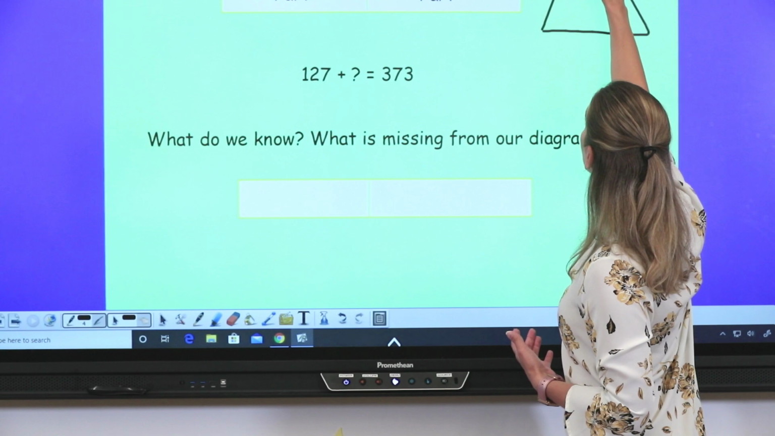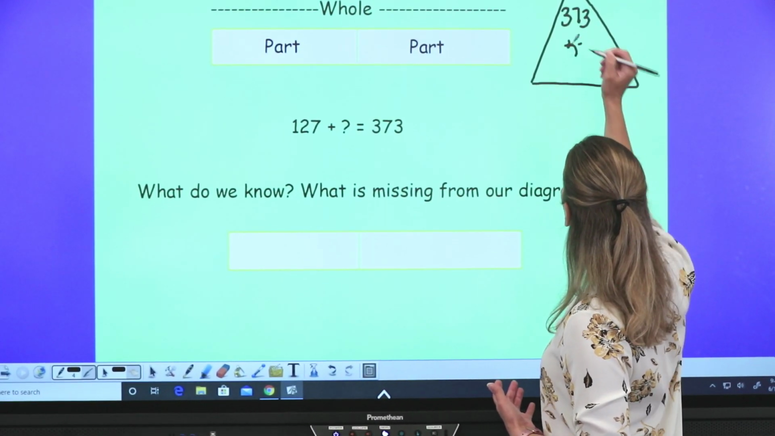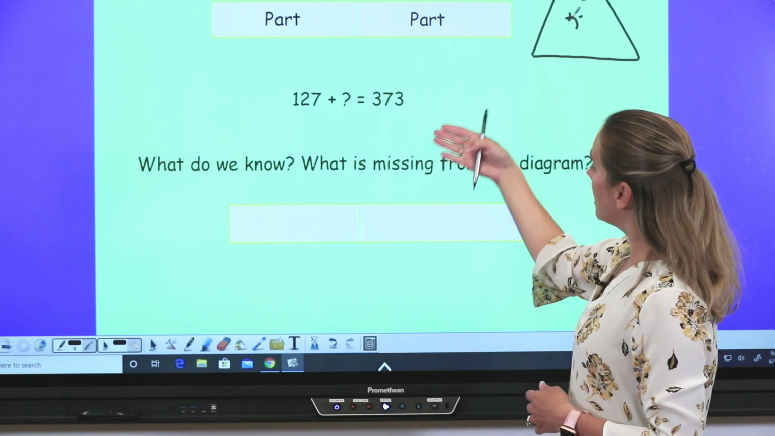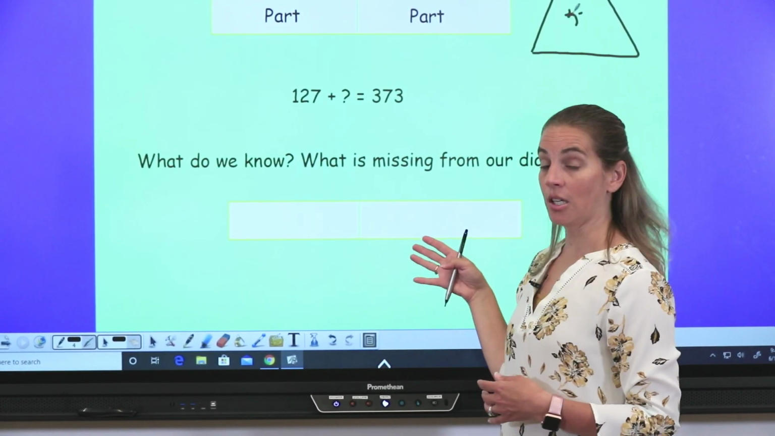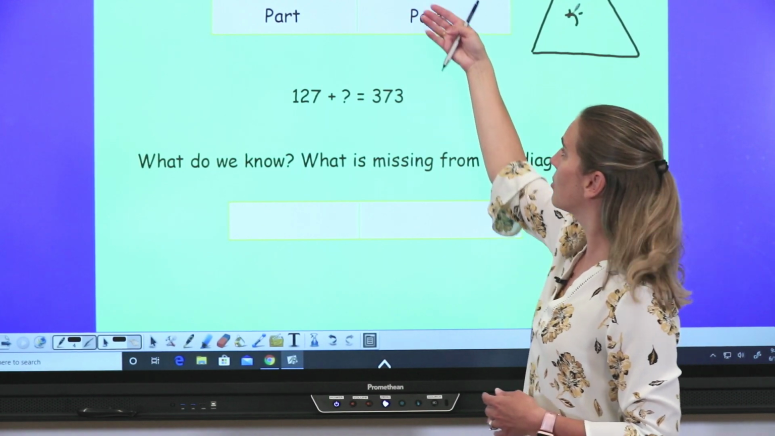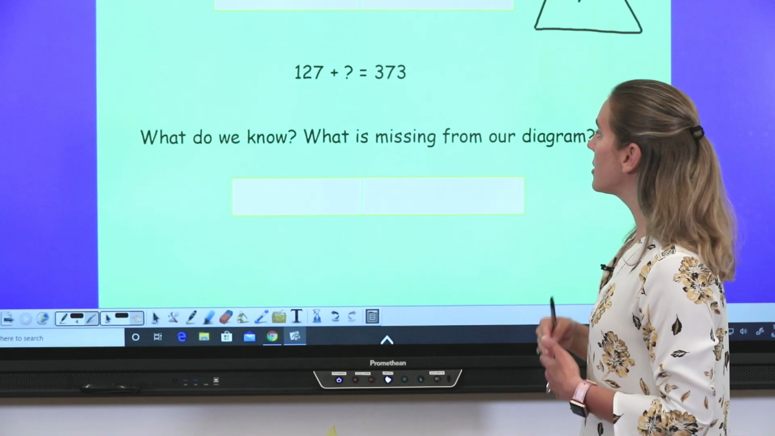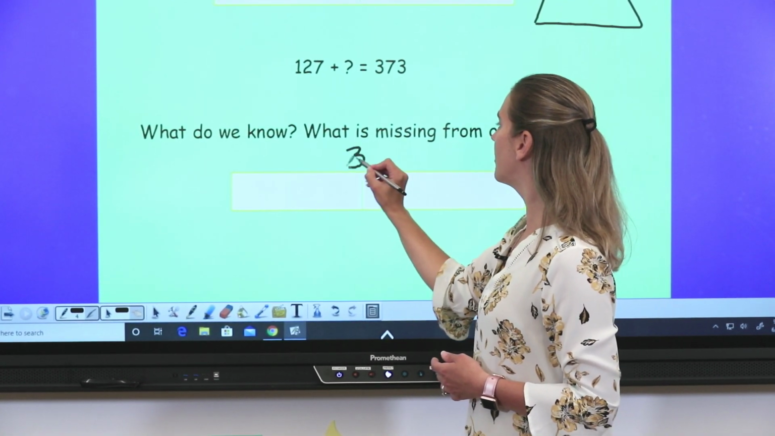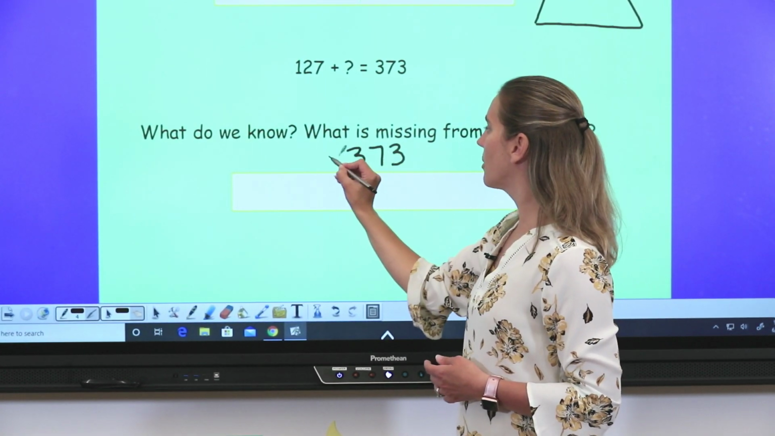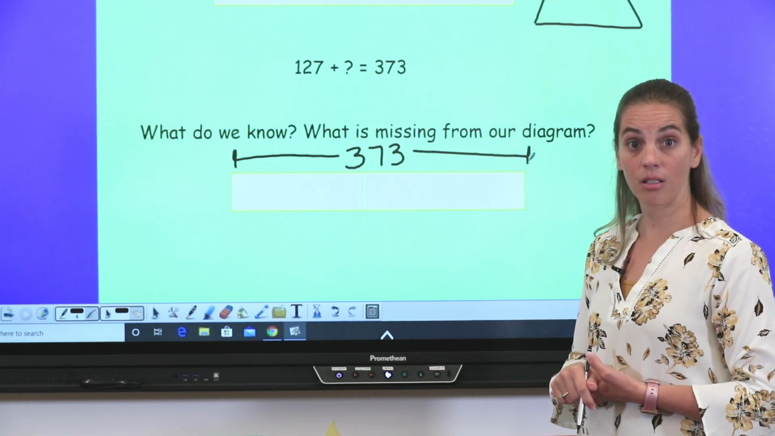So we're going to put that 373 here. Oops, those kind of got stuck together. In our bar diagram here, where are we going to put that sum? What does the sum represent? Does it represent a whole or a part? Perfect, it represents a whole. So we're going to take that 373 and we're going to put it here. Remember, that represents everything from here to here.